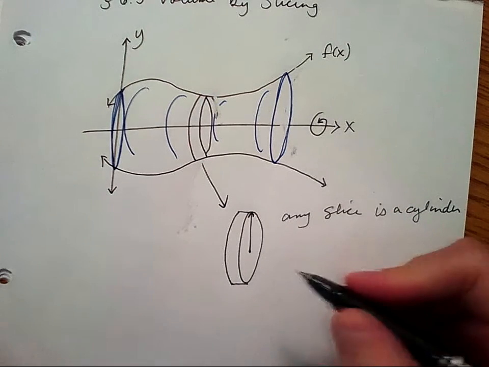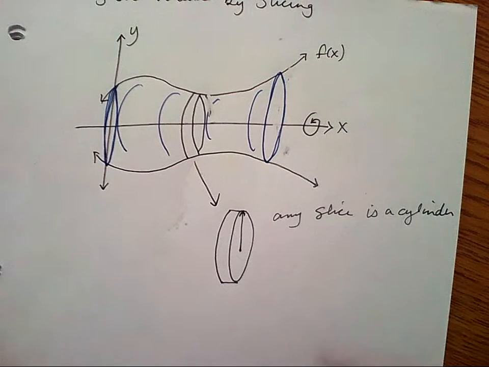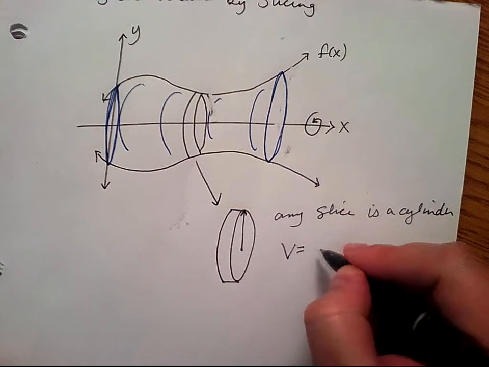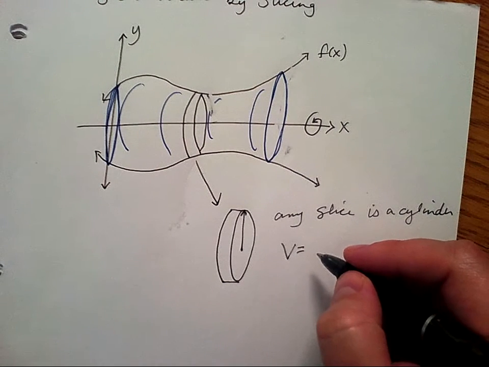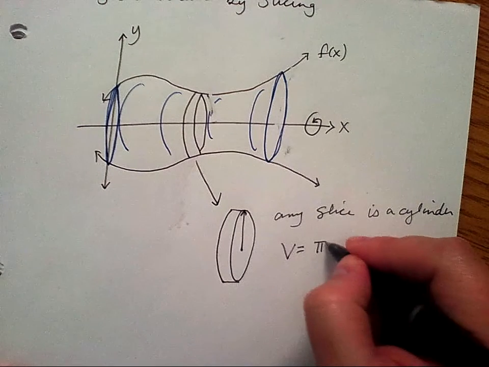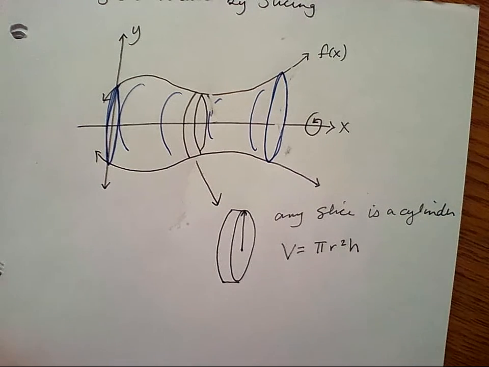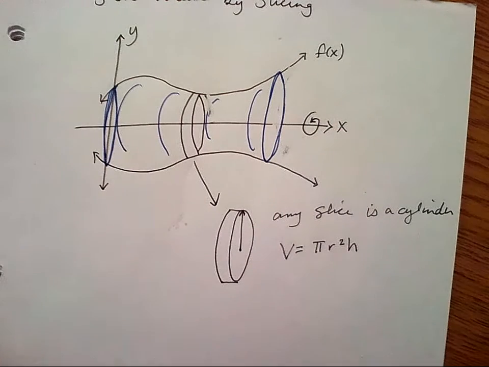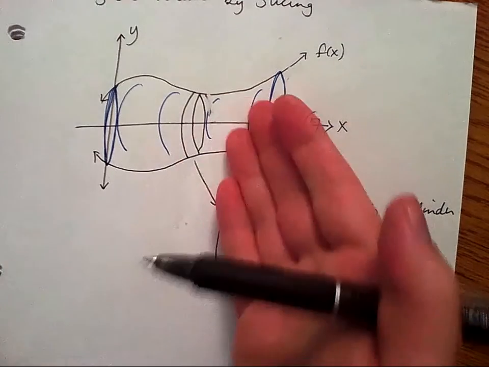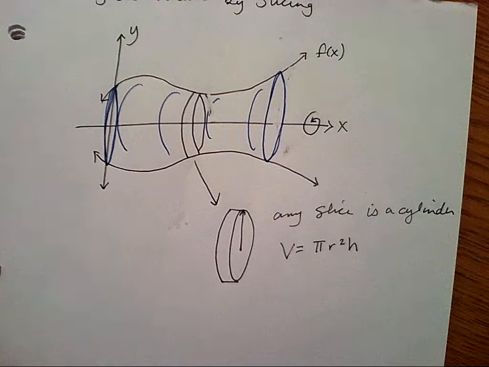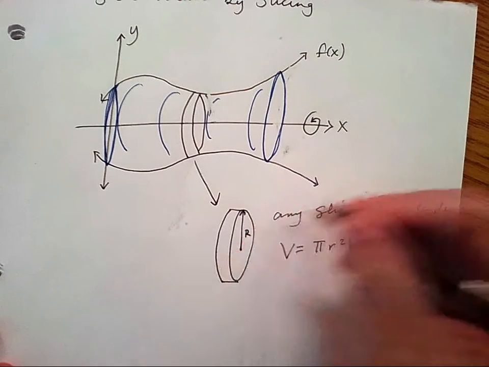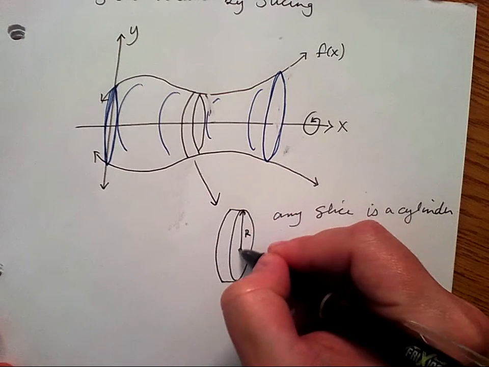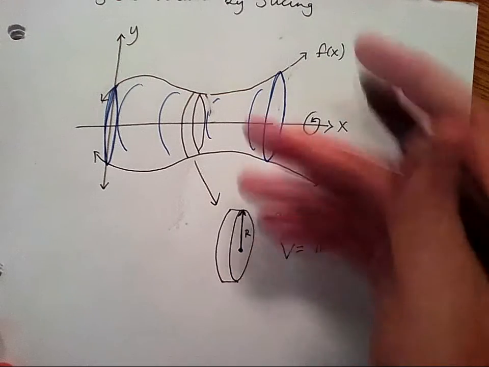What's the volume for a cylinder? Pi r squared h. Okay? So the volume of a cylinder is pi r squared h. Let's put that into the context of this picture. Here's my r.